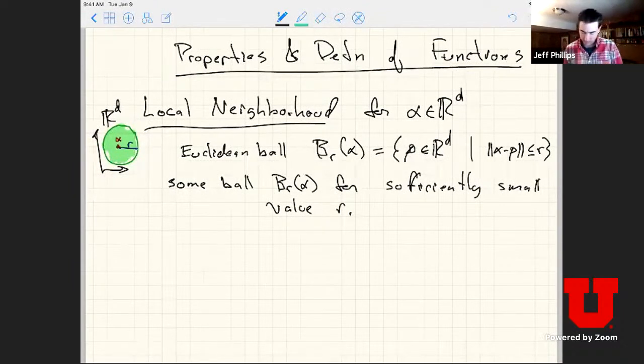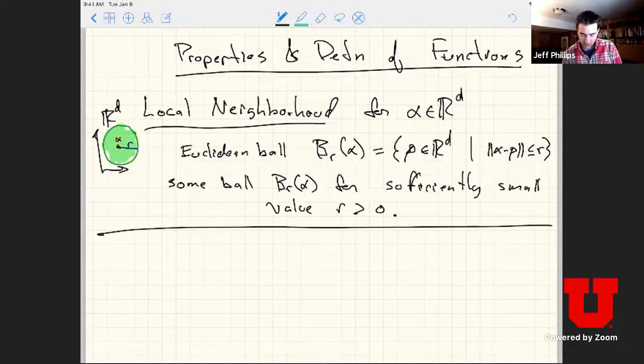Okay. For sufficiently small r, I should say that r is a scalar value. It's greater than 0. It can't be 0 or it can't be negative. That wouldn't make sense. Okay, so why we want to do this is because we want to define a local minimum.